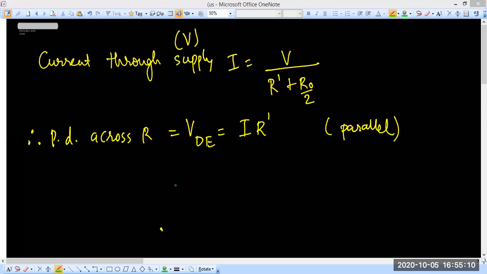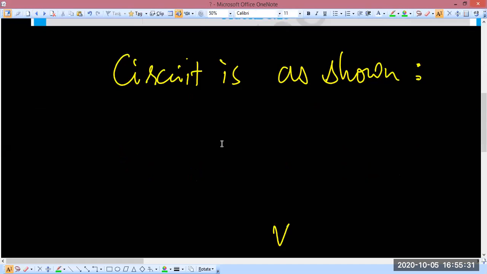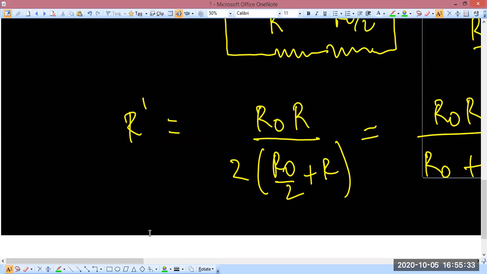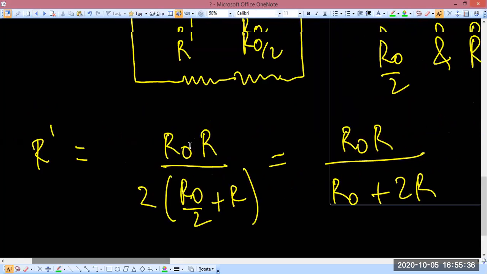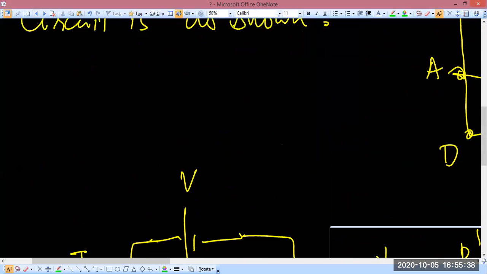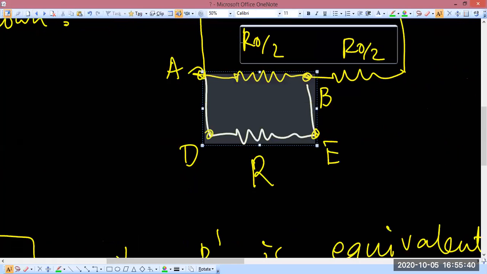So finally, it seems not everyone understood. Is there some problem? You can ask if you have a problem. People, don't be shy. R dash is not clear. Okay. This one? It's the parallel formula. R dash is equivalent of R and R0 by 2.